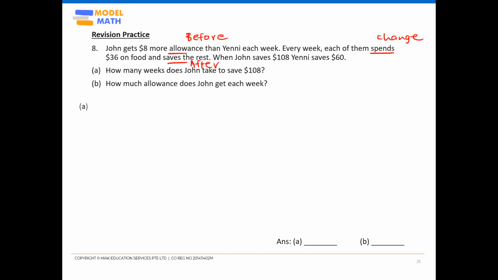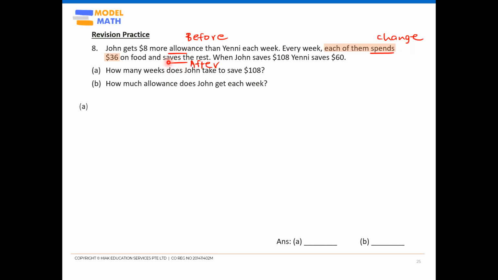Now, if you notice, the question says that every week each person spends $36 on food. In other words, they both spend the same amount of money every week, which means that the change for each person is the same. So if the change is the same, it also means that the difference in allowance at the start will be the same as the difference in the savings at the end.